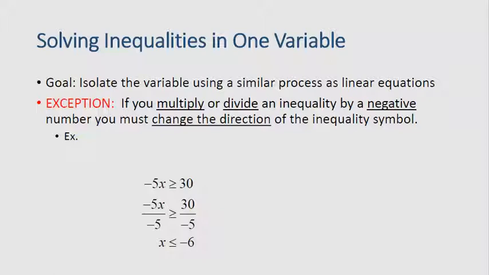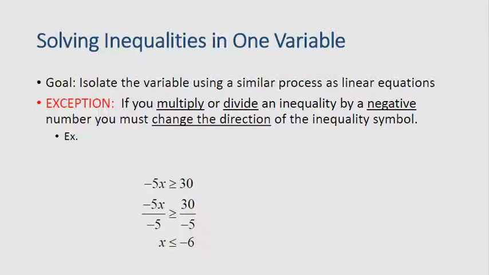There is one big difference, however. In the case that you are multiplying or dividing an inequality by a negative number, so if the coefficient of the variable is negative, or for some reason you want to multiply to clear fractions and you're multiplying by a negative or dividing by a negative, in that case, you have to change the direction of the inequality symbol. So less than would become a greater than, or equal to would become a less than or equal to.